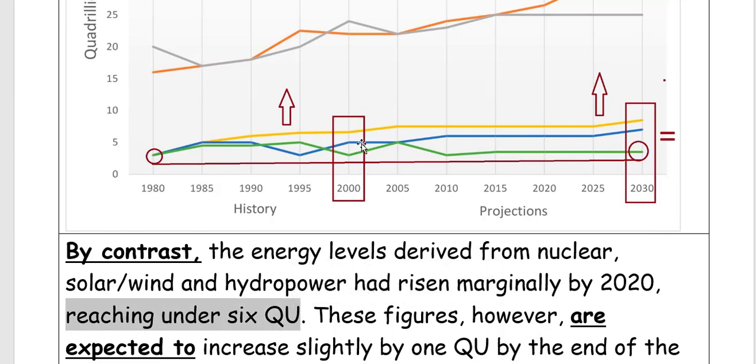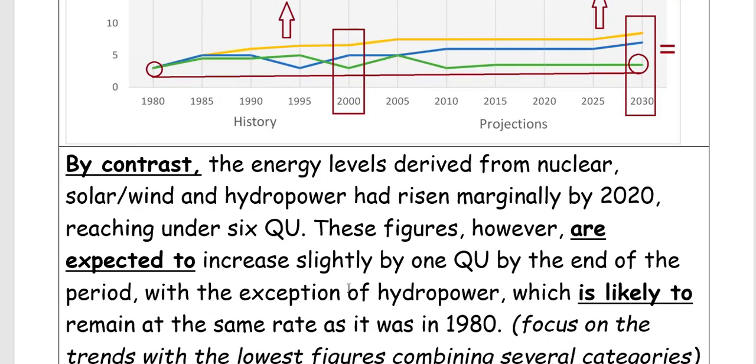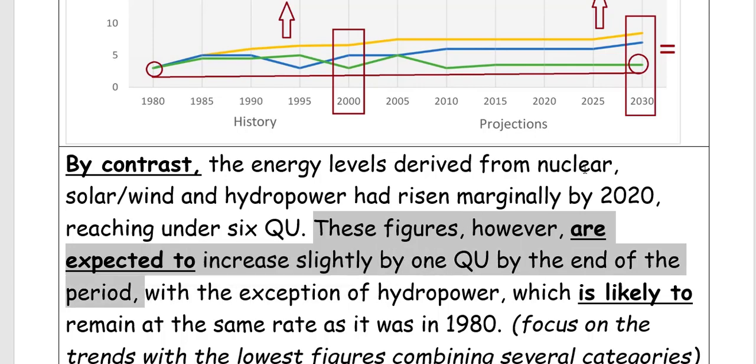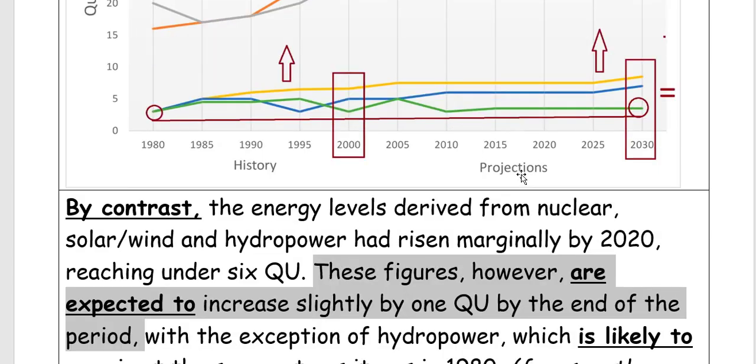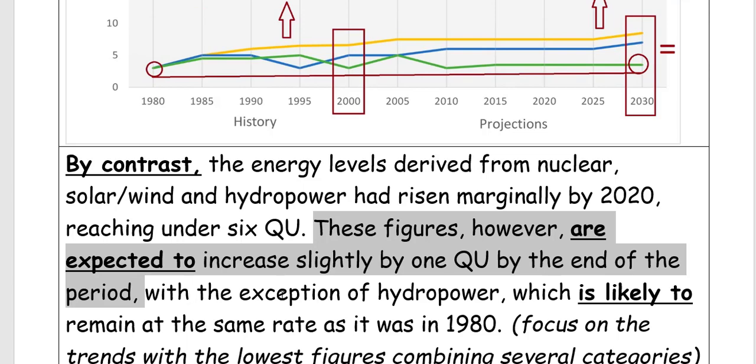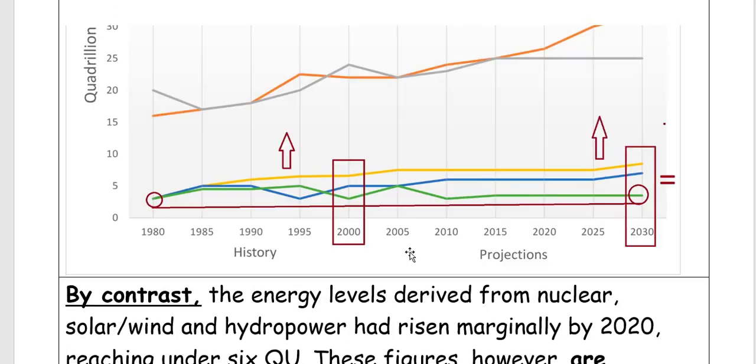Okay, so our job is to combine several categories, right, and just to indicate only one figure, and we can say that all of them reach under 6 quadrillion units, because if you look at this carefully, the maximum would be 6, so all of them reached under 6. In this case, under means less than 6. Next, these figures, however, are expected to increase slightly by 1 quadrillion unit by the end of the period. Okay, so we can see that all of them will increase by 1. And here, with the exception of hydropower.